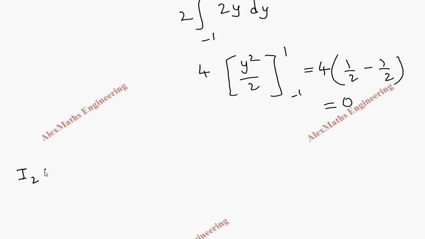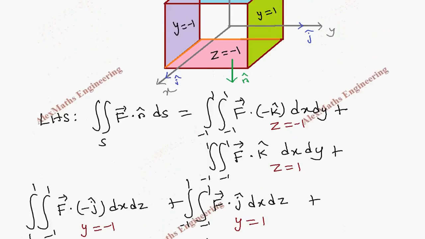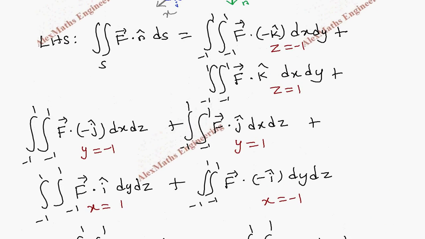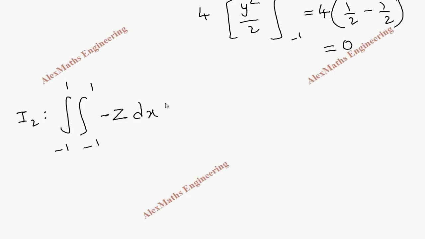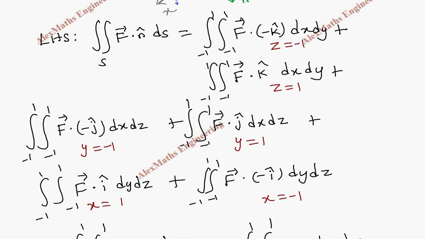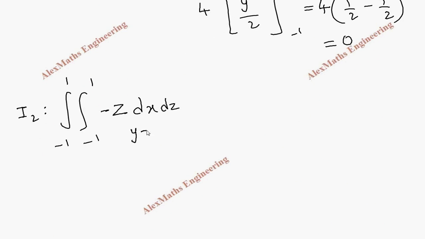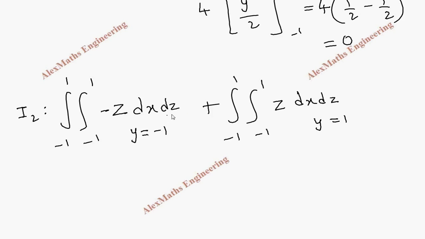So I2 is having double integral from minus 1 to 1, minus 1 to 1, f dot minus j. So when I take minus j, it is only z. So f dot minus j is minus z, and it is dx dz, and the value of y is minus 1, the equation of the plane. And here once again minus 1 to 1, minus 1 to 1, and this will be z dx dz, and y is 1. There is no y to substitute, and both are opposite sign, so it gets cancelled. It becomes 0. When I take it as a single integration, minus z and plus z will become 0.